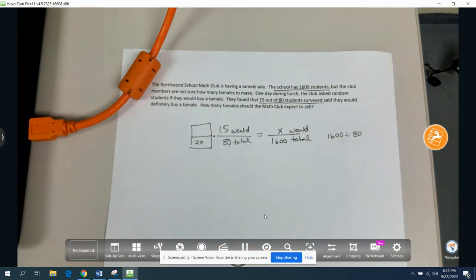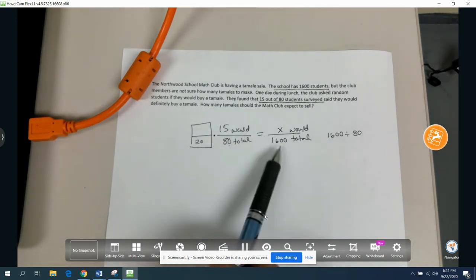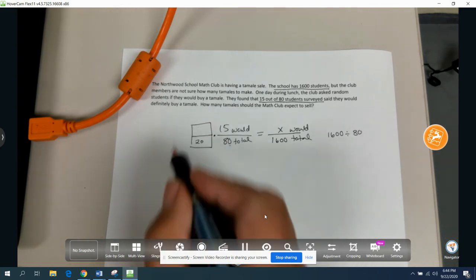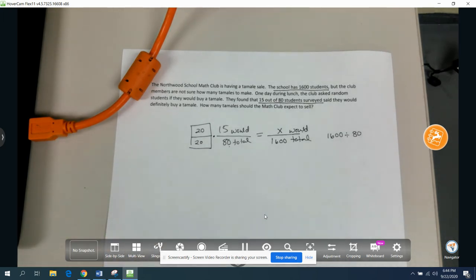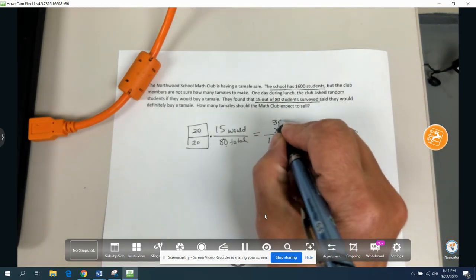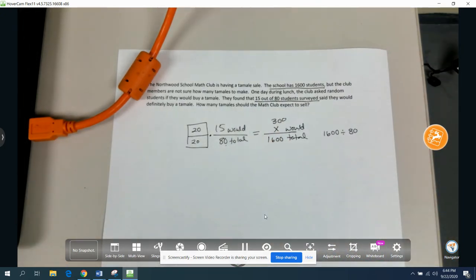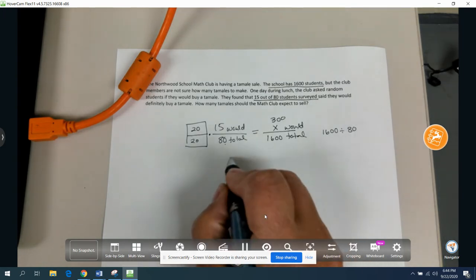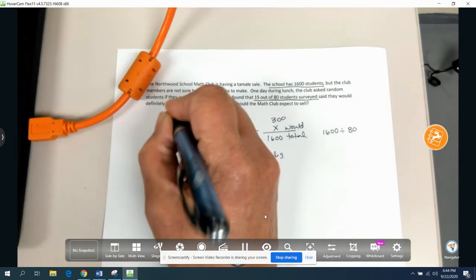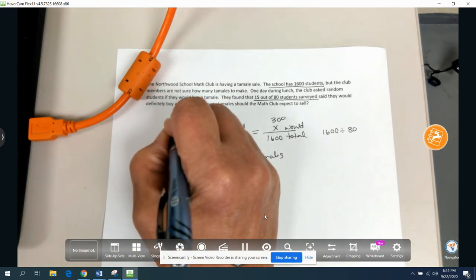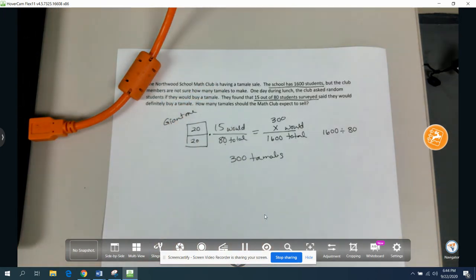So because it's a ratio, it's a proportion, it's equal ratios, I would then multiply 15 by 20. So if I take 15 times 20, well, 15 times 2 is 30. So this, and then add a 0, that would be 300. So how many tamales should the math club expect to sell? 300 tamales. Okay, so this was the giant one. Saw a lot of kids using that.